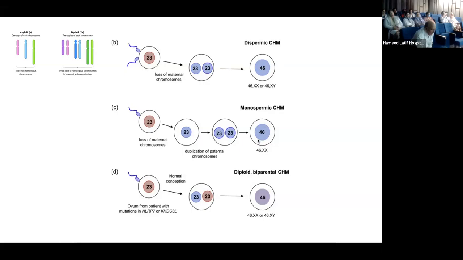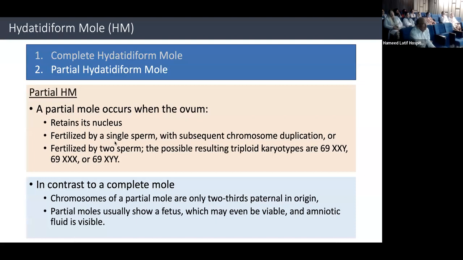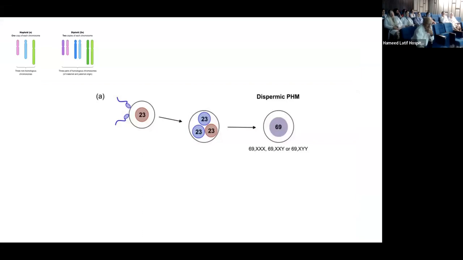which is about 90% of moles are like that. And in another condition, because of some genetic mutations of these gene sites, a normal conception occurs, but it turns into a mole. These two genes, which have been mentioned here, that is a genetic mutation which leads to formation of moles. A partial mole retains its nucleus and is fertilized again either by one sperm or by two sperms, and the chromosomal makeup is triploid. So because of that, it is not 46, but rather 69XXY or 69XX or 69XY. Chromosomes of partial mole are only 2/3 paternal and 1/3 would be maternal, whereas in complete moles, it is all paternal. So this is how it happens.